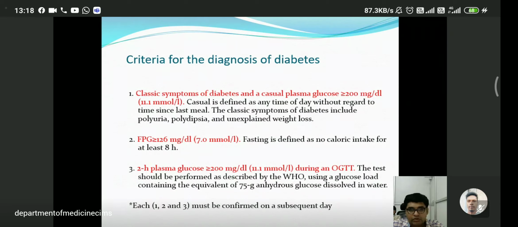Third, plasma glucose more than 200 during an oral glucose tolerance test. It is important: it is during an oral glucose tolerance test. By definition, it is OGTT. In routine clinics we say postprandial, but by definition it is plasma glucose more than 200 during an OGTT. What is OGTT? Oral glucose tolerance test. How is it done? Using a glucose load containing 75 gram of anhydrous glucose dissolved in water. We give this 75 gram of glucose and check the blood sugar after 2 hours. If it is more than 200, then it can be labeled as diabetes.